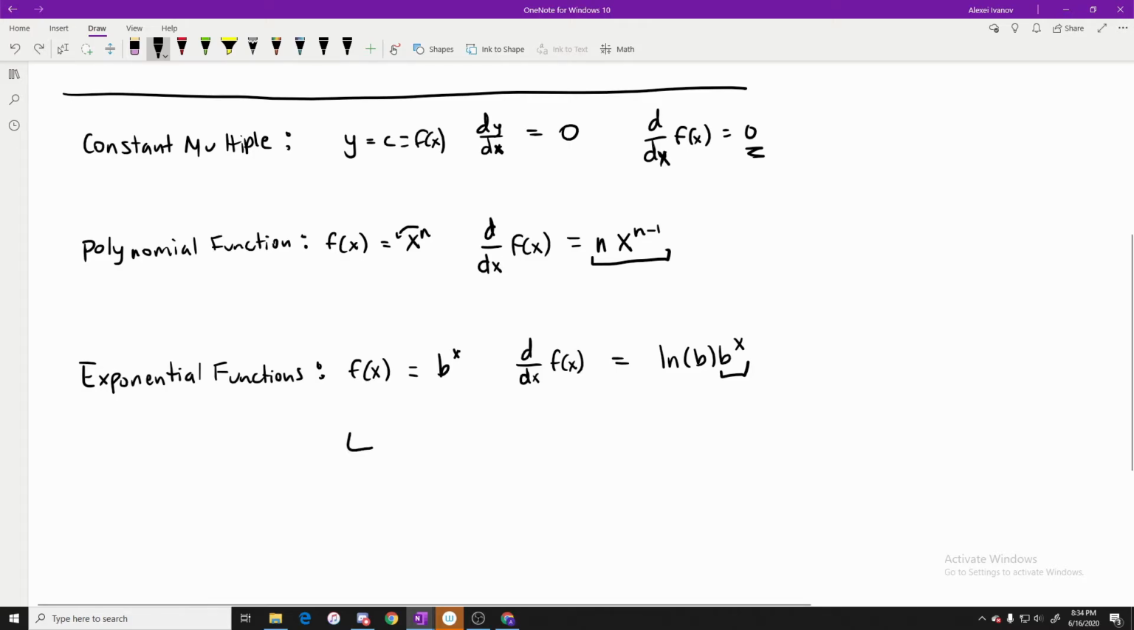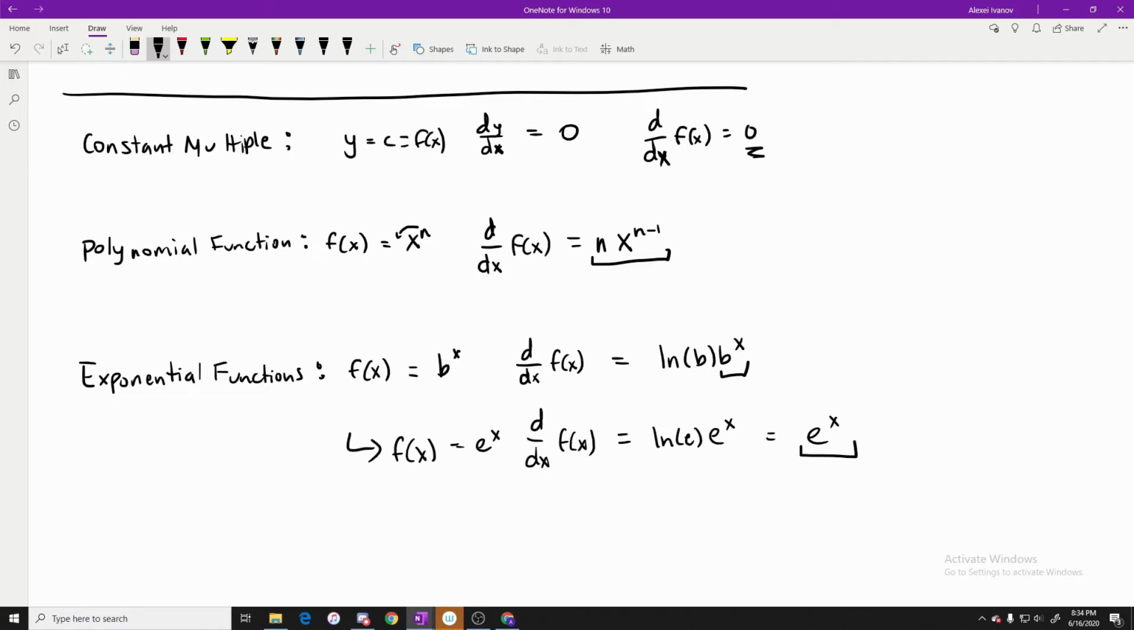And just a little build off of this, if we have the special function e to the x, it's going to follow this rule, except it's going to look a little different, and I just don't want it to stump you later on. So if we have the derivative of this function, e to the x, it's going to equal ln e times e to the x. But we know that ln e is equal to 1, so it's just equal to e to the x.